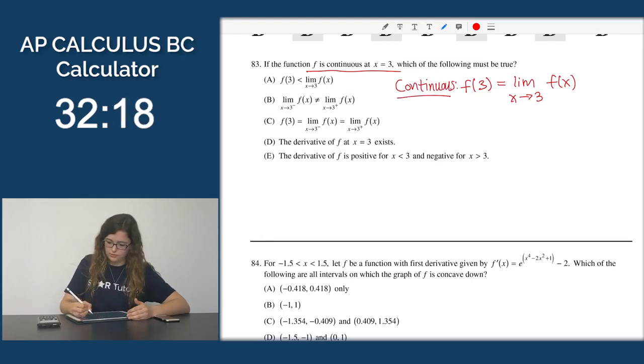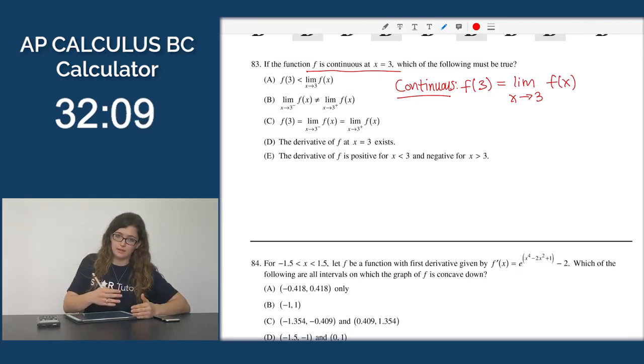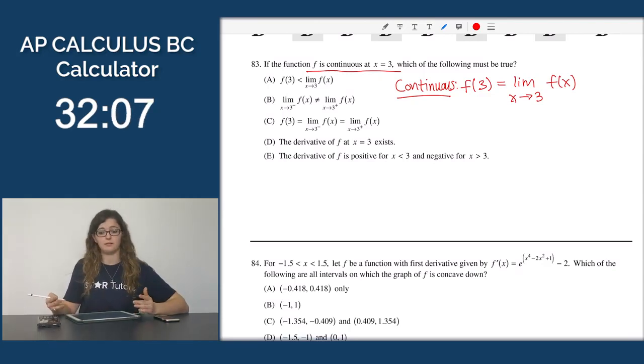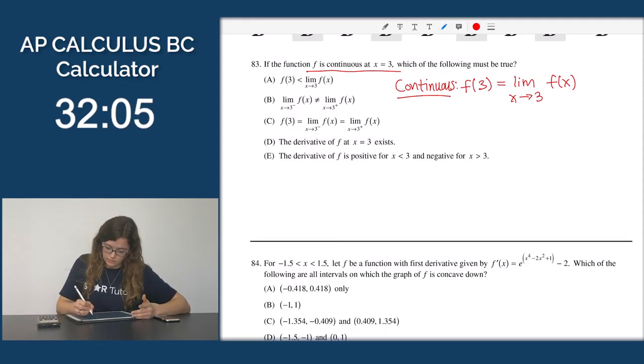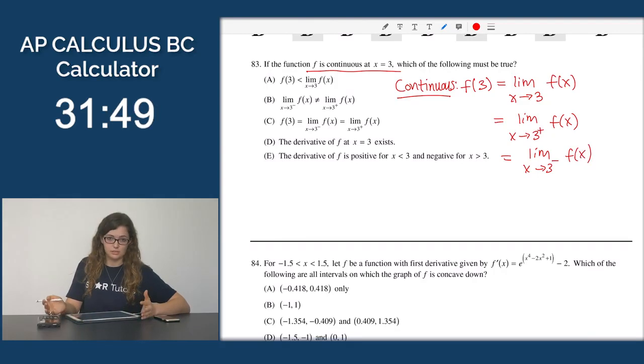But in order for the limit of the function at x equals 3 to even exist, we need both the right-hand limit and the left-hand limit to exist and be equal. So this limit as x goes to 3 has to be the same as the limit as x goes to 3 from the right, and that has to be the same as the limit as x goes to 3 from the left. So there's a lot going on when you just say a function's continuous at a point. It means quite a few things.